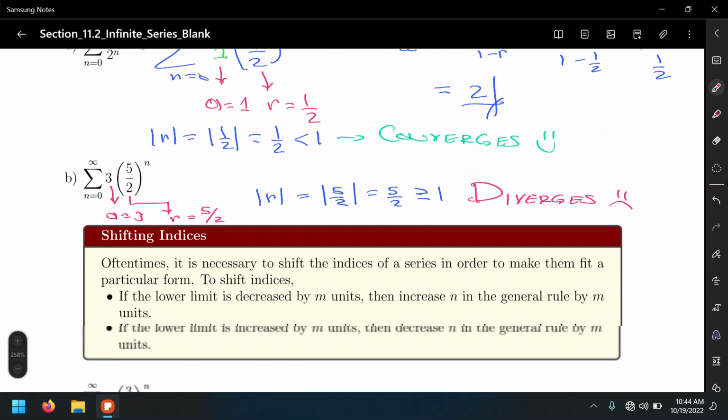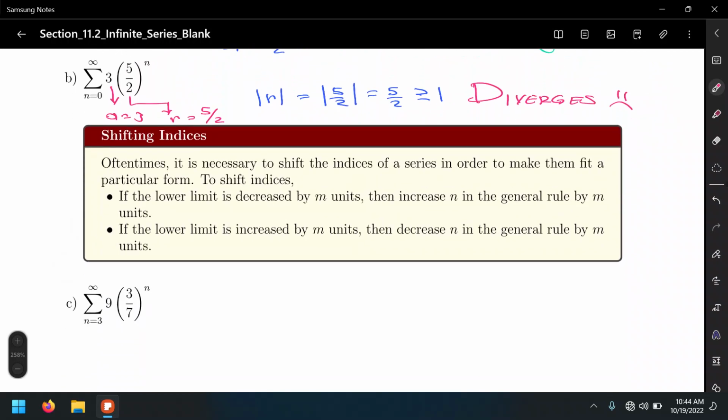And the next topic, shifting indices, I think I'd rather do it next time.